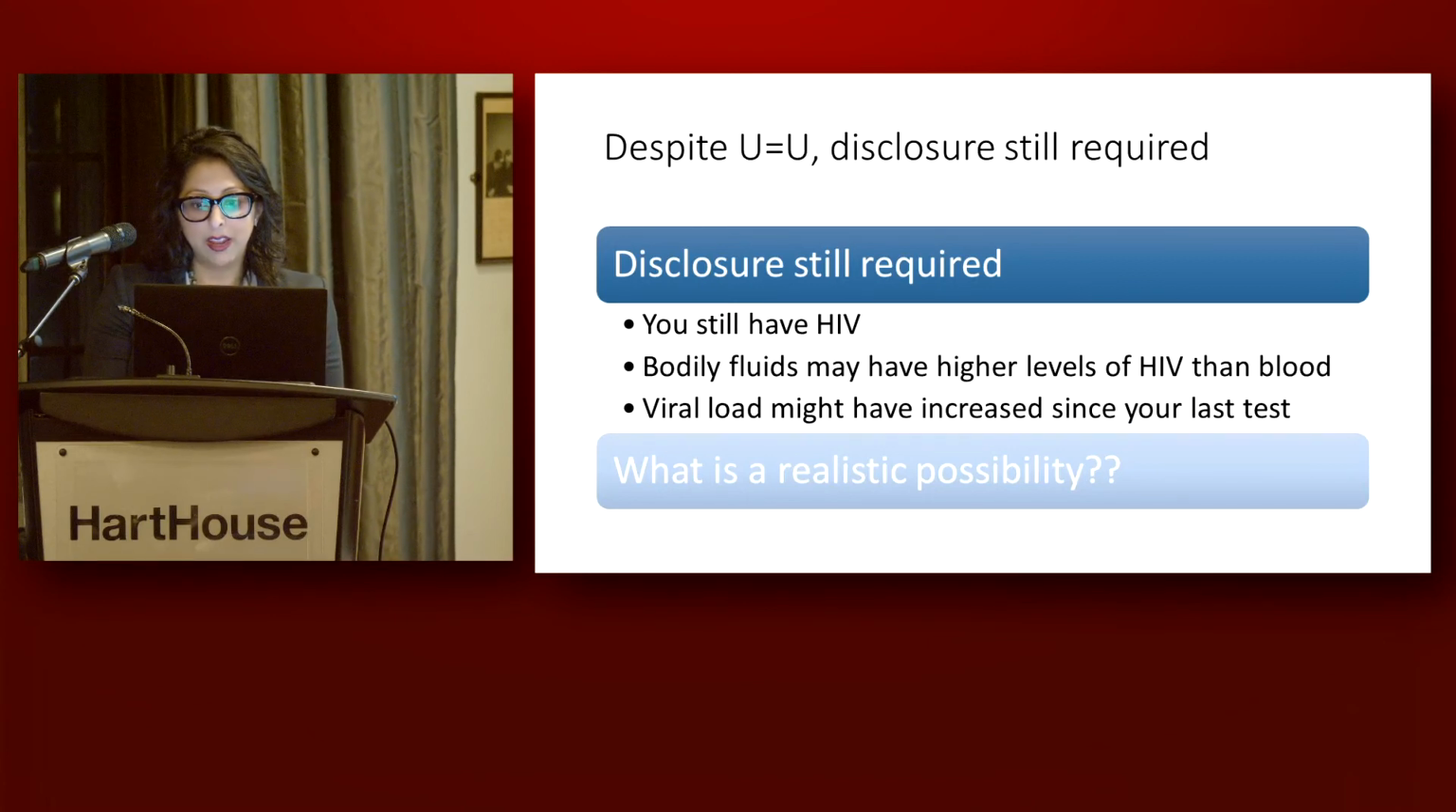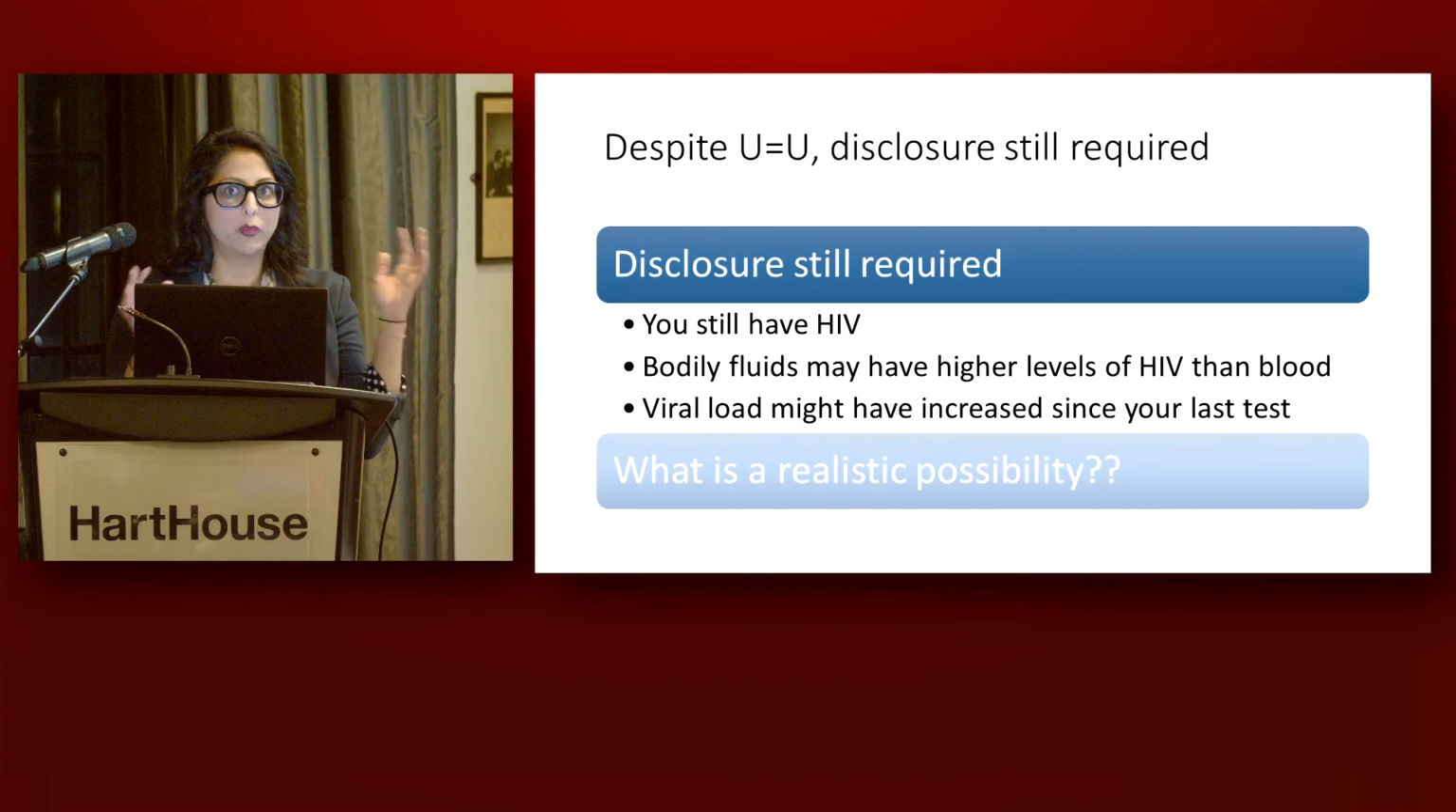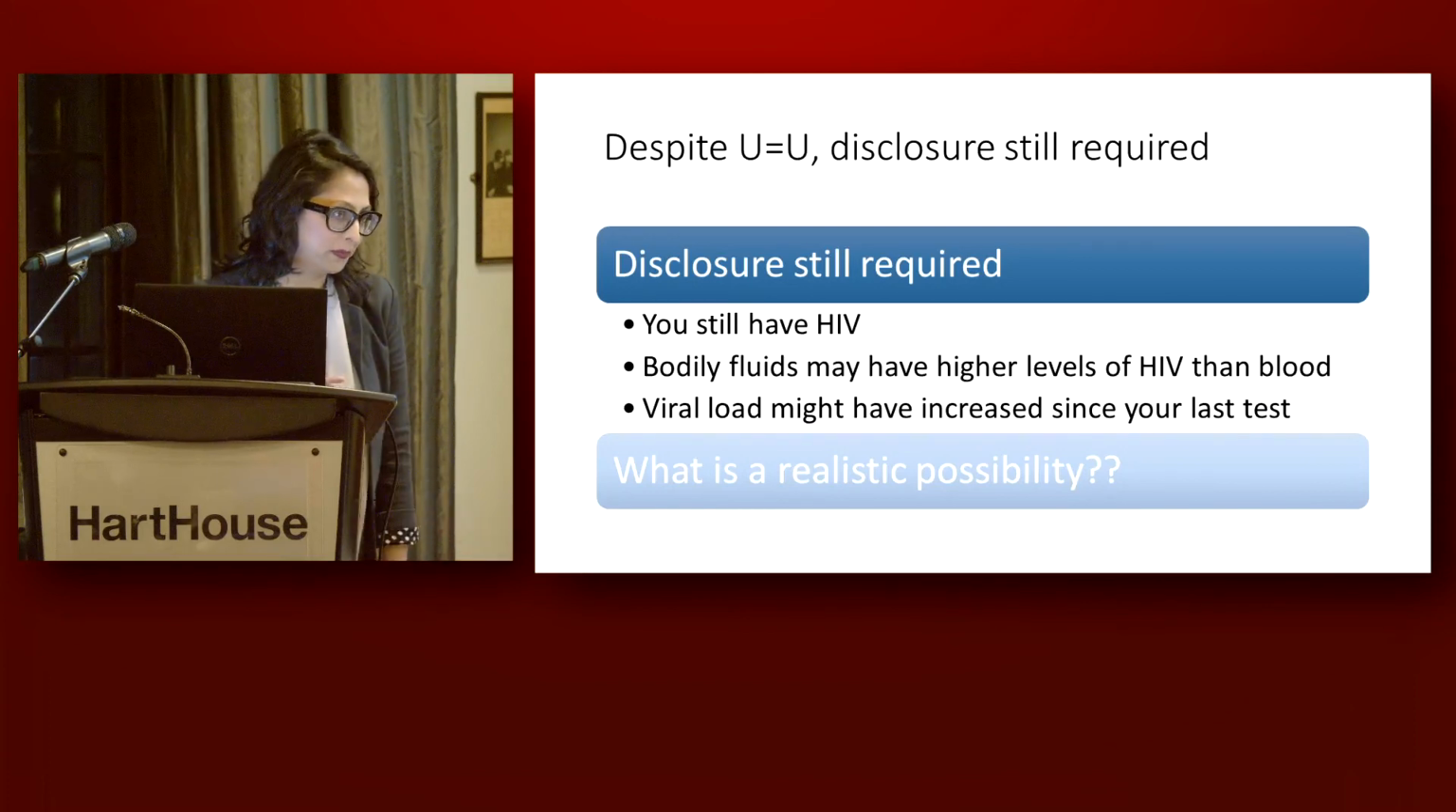And even still, despite U equals U, my worry is that people interpret the Supreme Court as saying, okay, U equals U, you don't have to disclose in these particular contexts. My worry is that there's still some wiggle room around what is a realistic possibility, and I think it still leaves the door open for criminalization of people who are undetectable. So that is a concern to me. That's all I'm going to say.